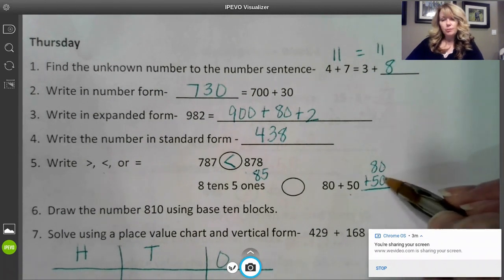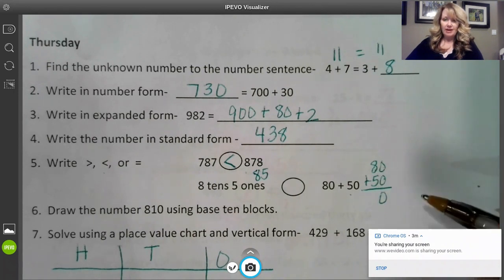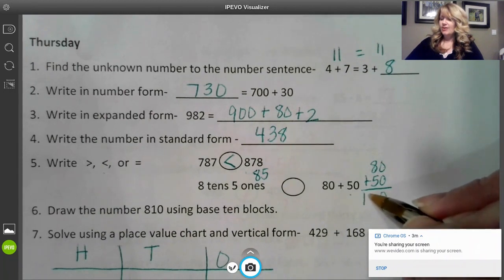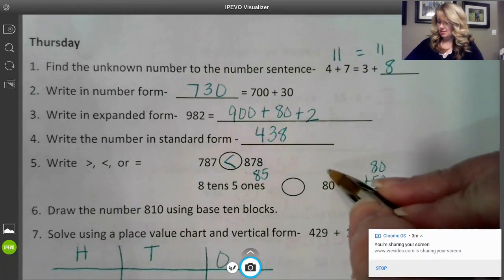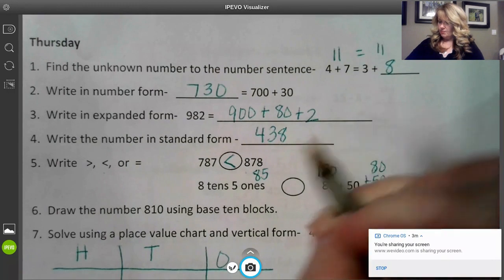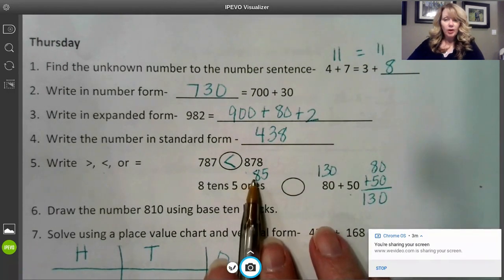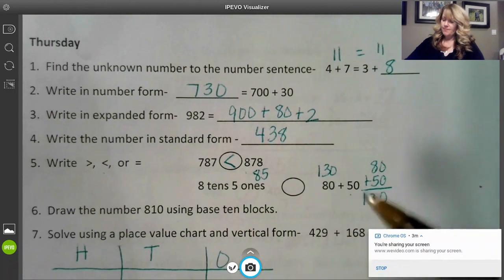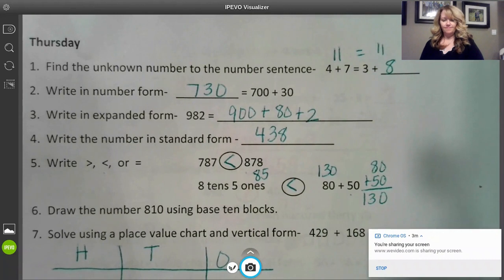So 0 plus 0 is 0. And then we have 8 plus 5. 8 plus 5, what does that equal? It equals 13. So we have 130 on this side. So we're comparing 85 to 130. This one has no hundreds, so this one's the bigger number. So we're going to use the less than sign again.